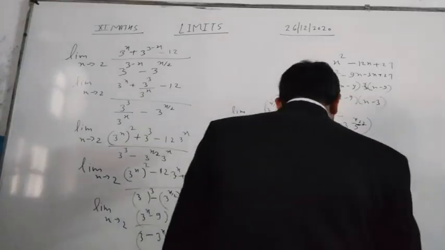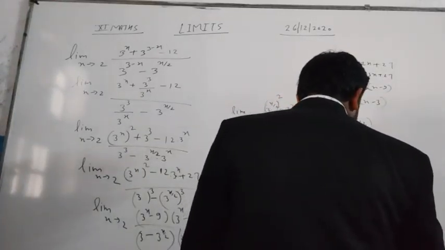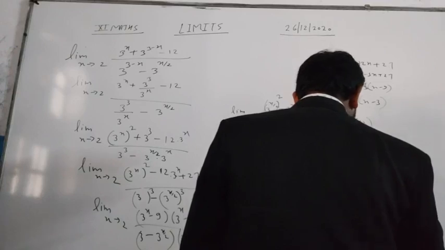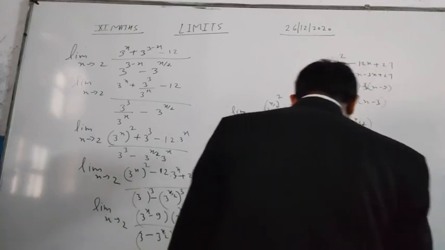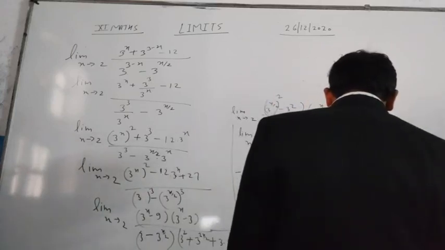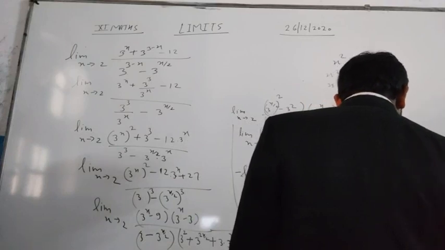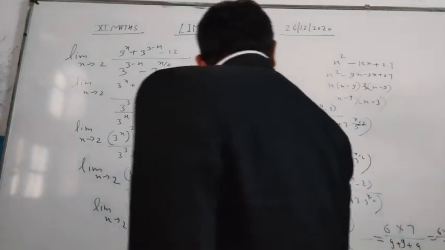Now what are we getting? 6 into 9 minus 2, 7 by 8. And this is 9 plus 3 square 9. And this is 9. So this is 6 into 7 by 27, student. Okay.